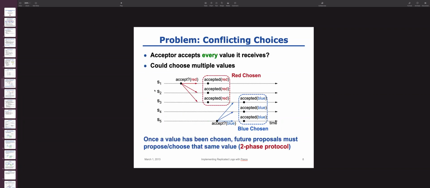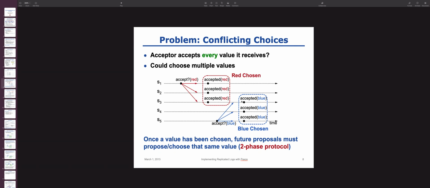Say now everybody is accepting all values, right? Say S1 sends red, and it got accepted by S1, S2, S3. Now red is chosen because it got the majority, right? Say now S5 comes all of a sudden and says, hey, please accept blue. Now blue also got accepted by S3. Now S3 has accepted both the values.